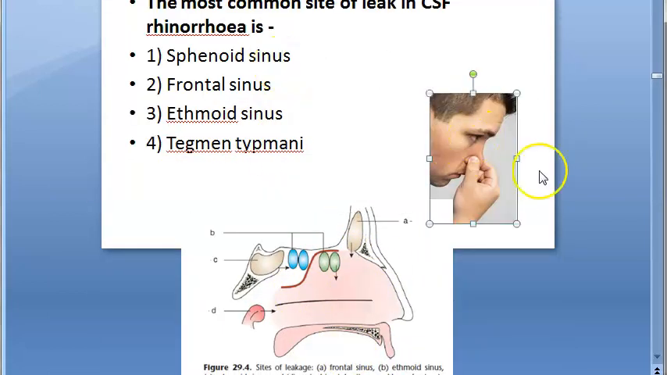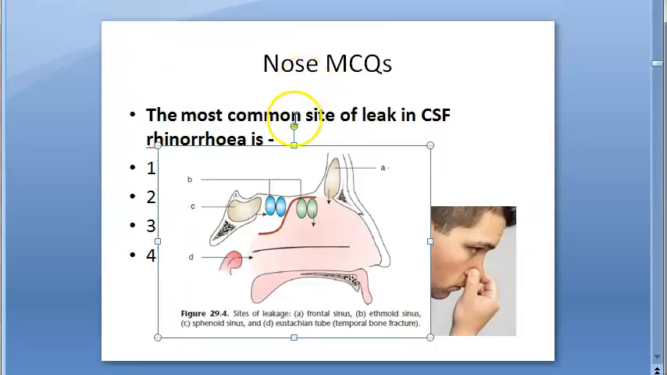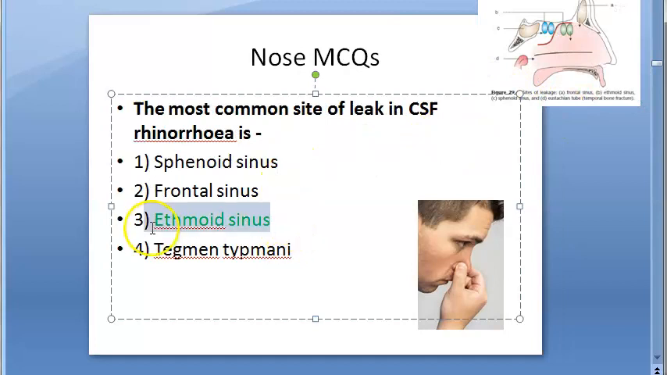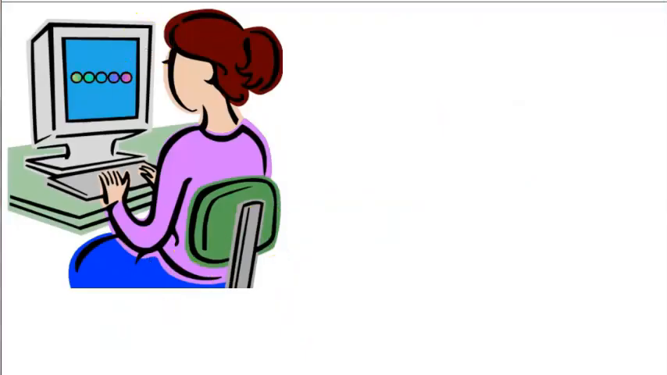So what is the answer? Answer is 3, ethmoid sinus. Where is the ethmoid? This is the cribriform plate, isn't it? Actually, they are saying that the most common cause will be trauma, iatrogenic surgery, like that. So that's what you should remember also. Moving on to the next question, guys.